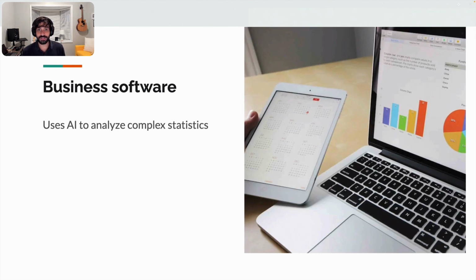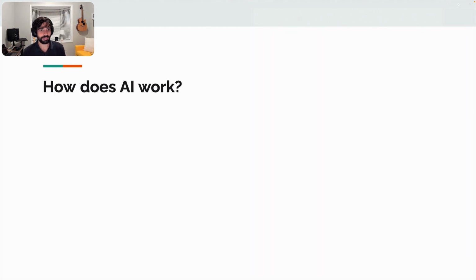There's also a lot of use of AI in modern business software. If you work in business, you may use AI in your software to help you analyze the complex statistics that come out of running a really large business, for example. Same with any kind of technical software these days. There's a lot of use of AI to help understand the huge amounts of numbers that we generate on a day-to-day basis. So I wanted to talk a little bit about how AI works.